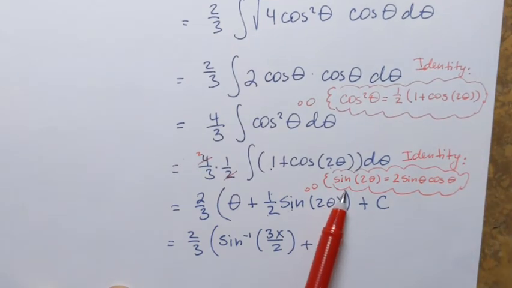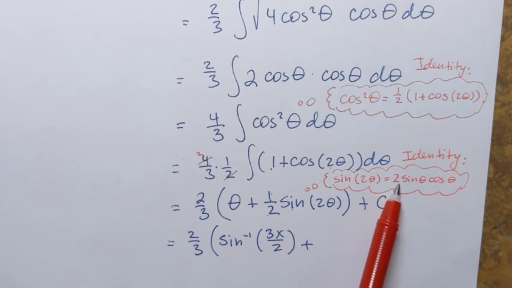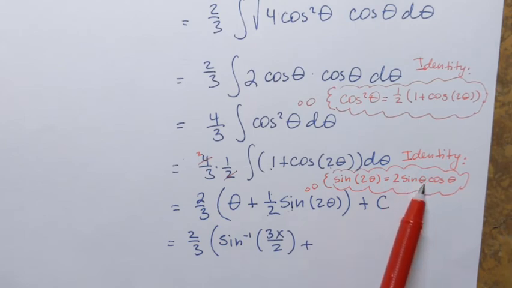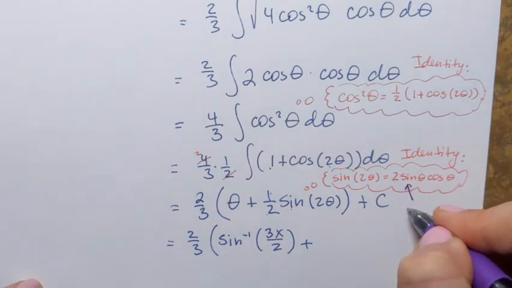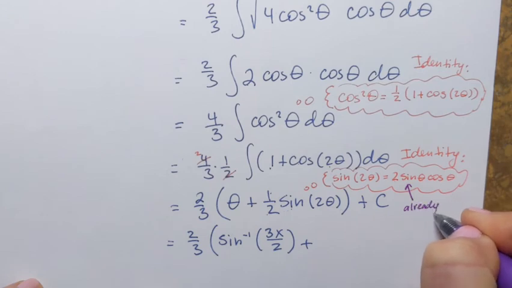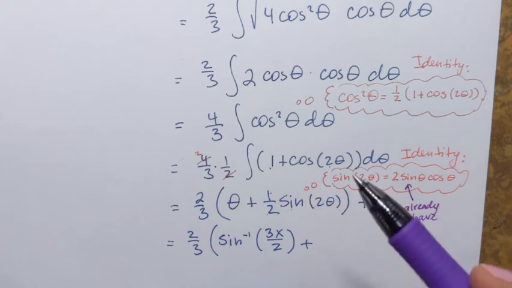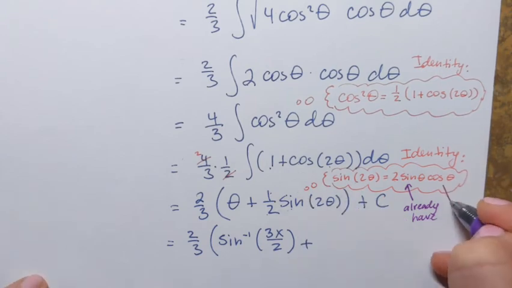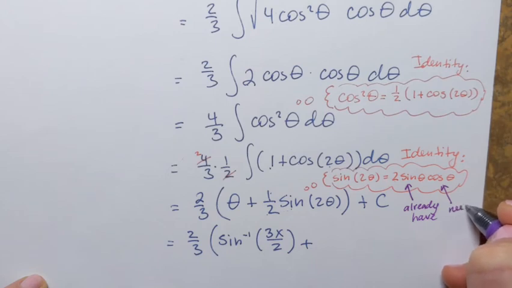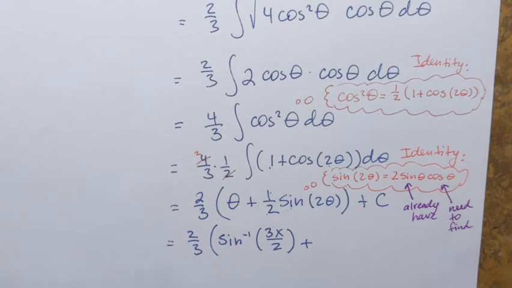So to find sine of 2 theta, we need to know, well, 2 is just a constant, right? Actually, that 2 is going to cancel the 1/2 that's in front. But we need to take sine of theta and multiply it by cosine of theta. Well, good news, we already have sine of theta. That's our original substitution. But cosine of theta, we need to find.